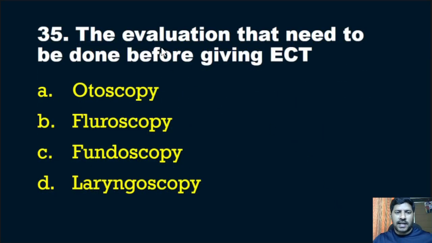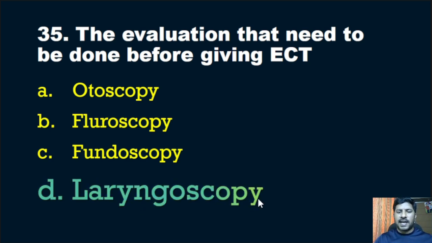Next question, the evaluation that needs to be done before giving ECT. Otoscopy, fluoroscopy, fundoscopy, laryngoscopy. Correct answer is laryngoscopy. In ECT, muscle relaxant anesthesia will usually be given. So before that, we should assess the larynx of the patient, because any problem or tumor that blocks the airway needs to be assessed before ECT.